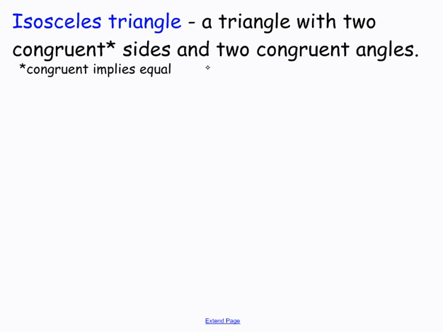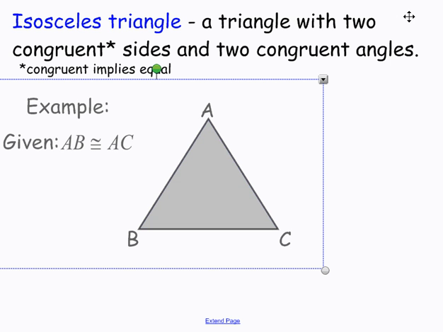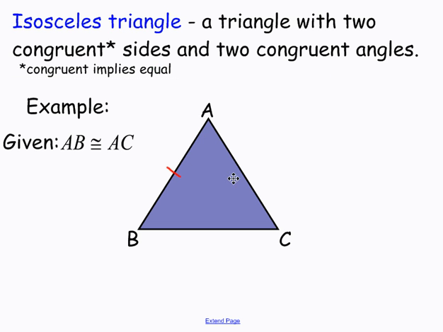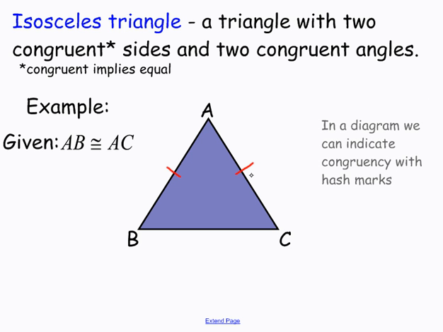triangles. So we know that an isosceles triangle is a triangle with two congruent sides and two congruent angles. And the example we looked at was this one. This is an isosceles triangle because we're given that side AB is congruent to side AC. And we can indicate congruency with the hash marks.